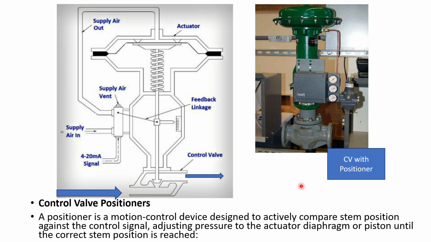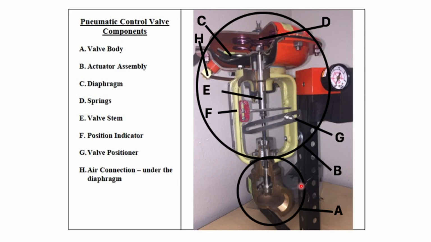A positioner is a motion control device designed to actively compare a stem position against the control system, adjusting the pressure to the actuator diaphragm or piston until the correct stem position is reached. So, in this we will see different components of a valve with positioner.